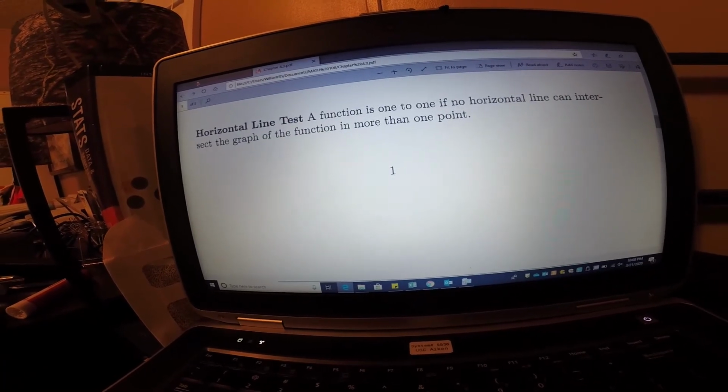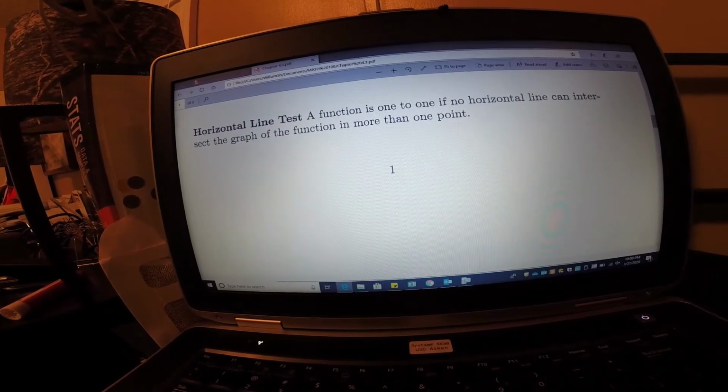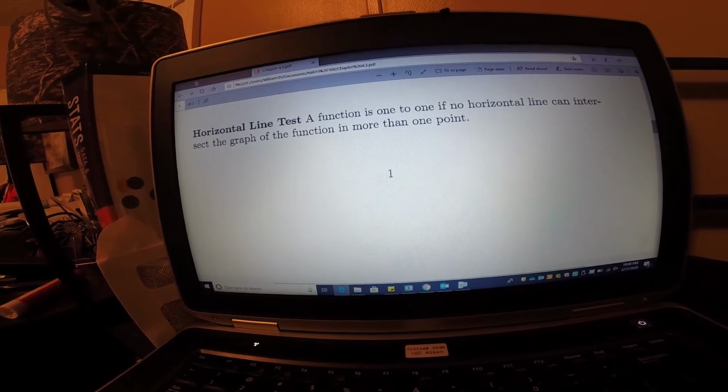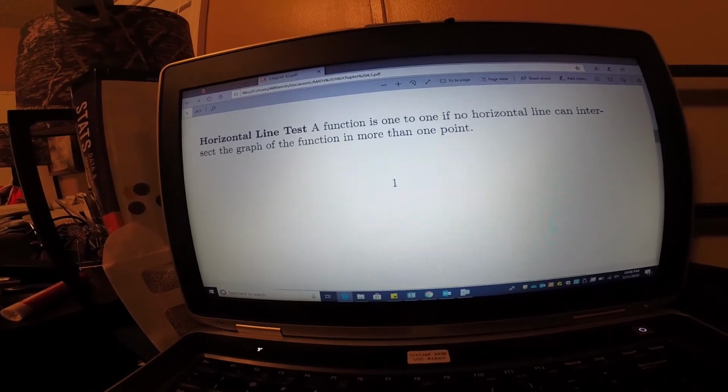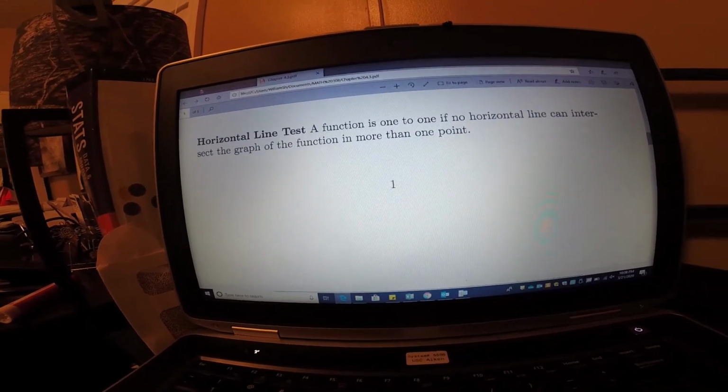It also has to be a function before it can pass the horizontal line test. Okay, so it has to be a function. Remember, to be a function, it has to pass the vertical line test. So to be a one-to-one function, it has to both pass the vertical line test and the horizontal line test. So just keep that in the back of your mind.